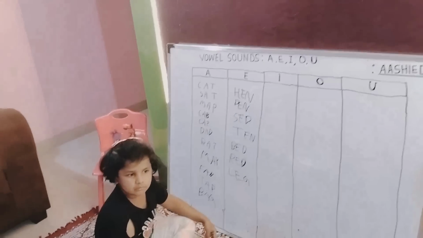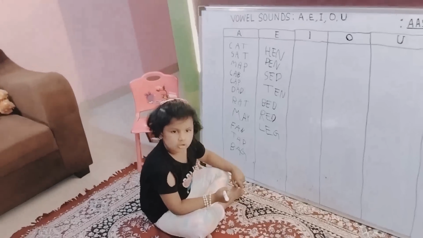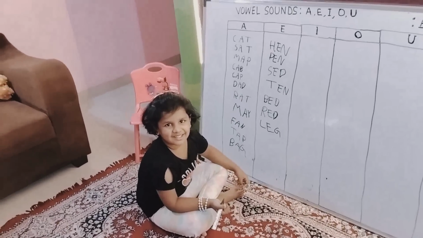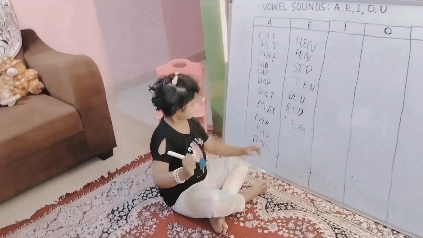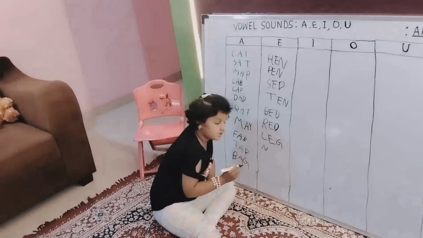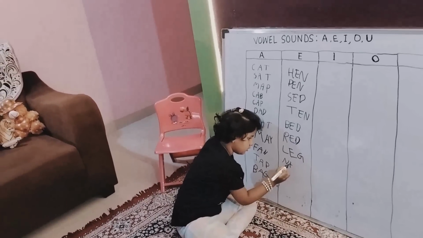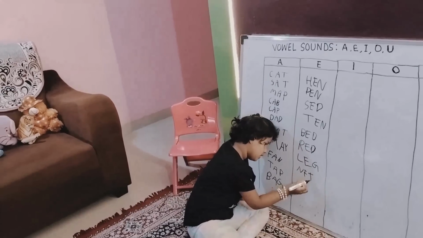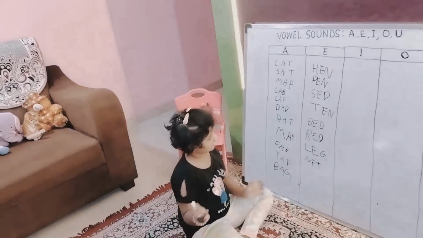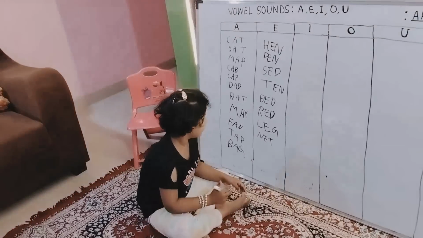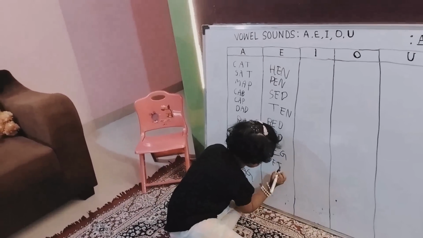Next one. Net. Internet connection. Net. N-E-T. Net. Write proper E.